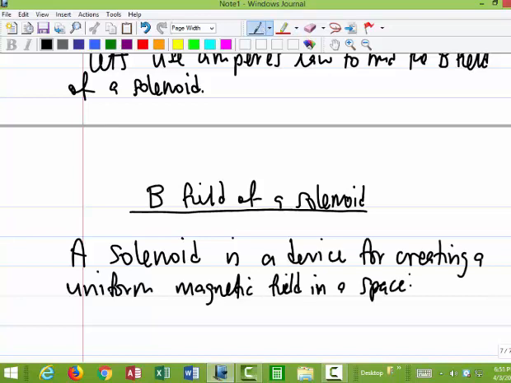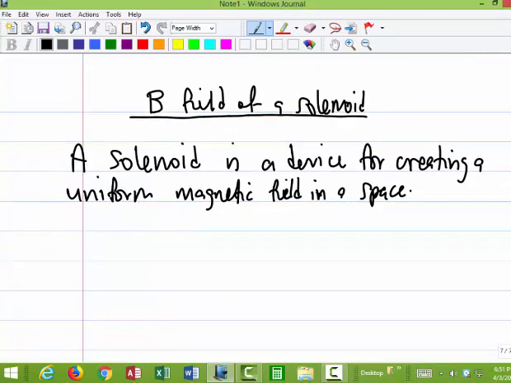If you look at the magnetic field of a current carrying wire, it's a curved field. It curves around the wire. If you wanted to get a uniform field, you would have to use a solenoid. Just like when we started off with a capacitor, we said a capacitor is a device for creating a uniform electric field in space, because when you put two parallel plates together, the field between them is uniform. In the same way, if we wanted a uniform magnetic field, we will have to use a solenoid. Okay, so let's try that.